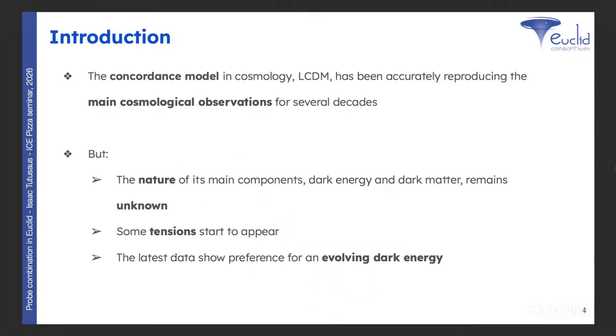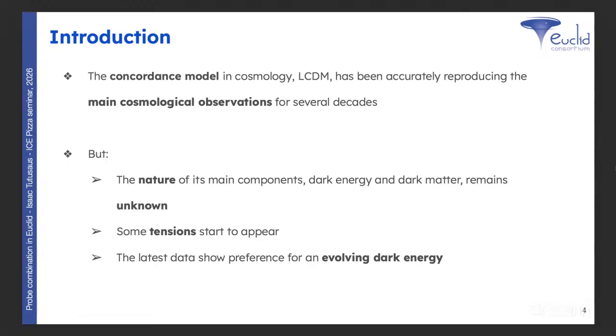But there are a few problems with this model, which are very well known. First, the nature of these main components remains unknown. So we still don't know what dark energy is. We still don't know what dark matter is, which is 95% of the universe. Therefore, we have a problem.